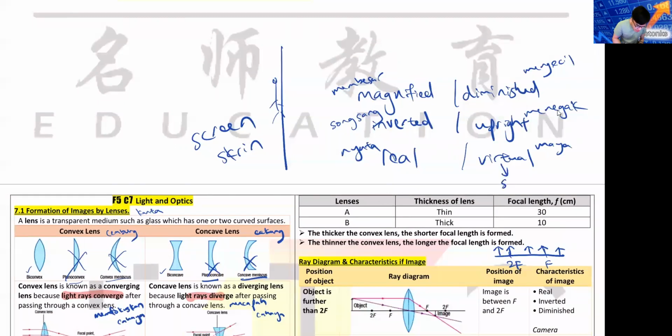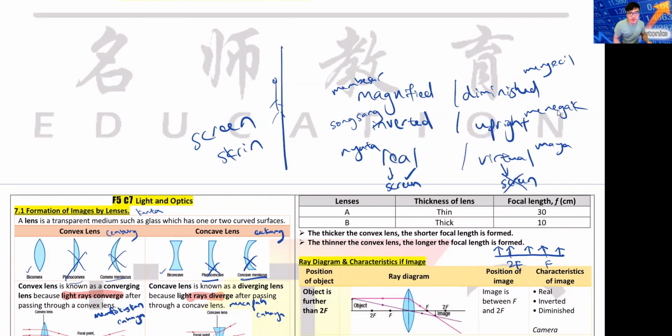That means the screen has no image. This one screen has an image. Image pada screen adalah nyata. Kalau tiada image pada screen, ia dipanggil maya. Maya, virtual. So what is virtual? It's like a mirror.